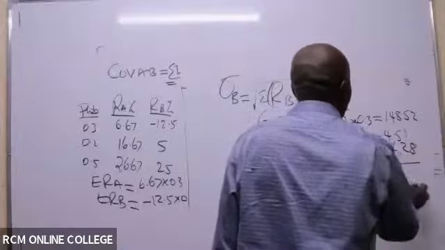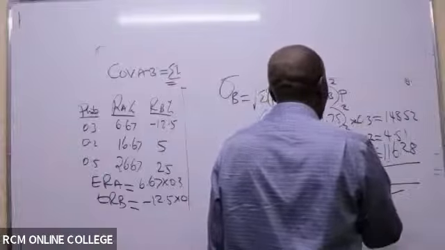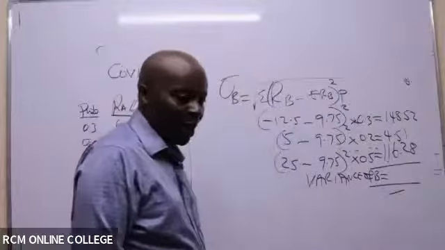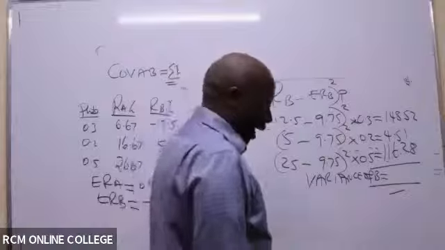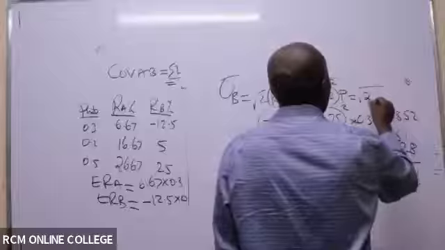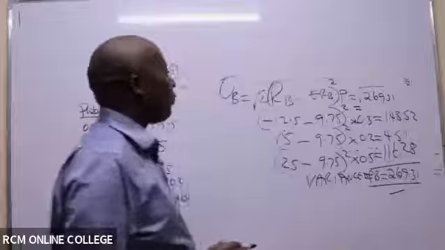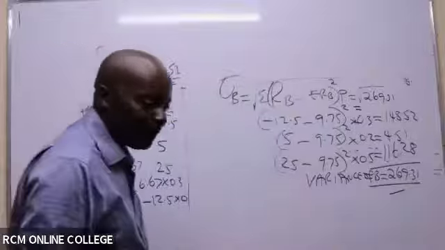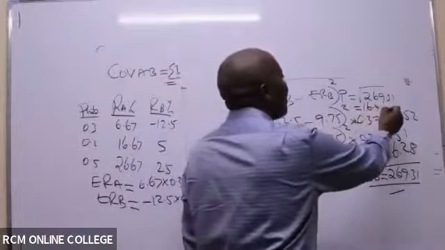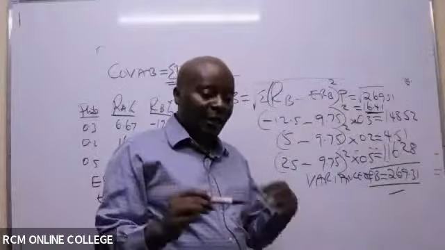Then come and sum for us. Give us the variance of B. 269.31. So square root of 269.31, which will end up giving us what figure as the standard deviation of B? 16.41. And then remember here, you need to go and revisit this area. You revise this area severally.